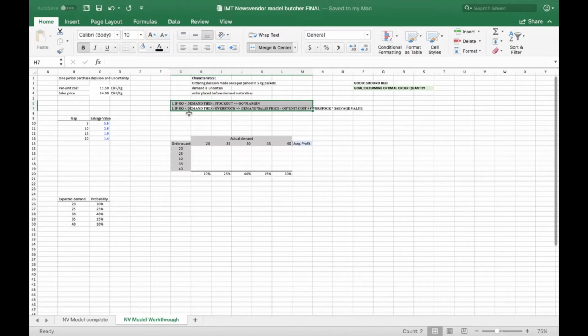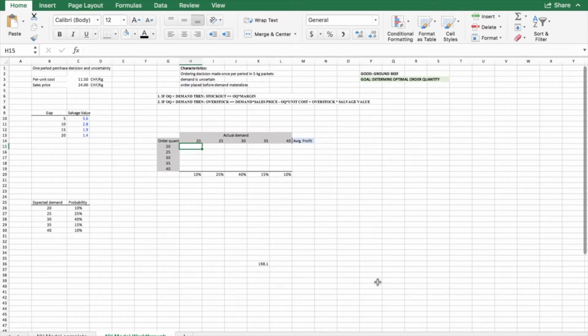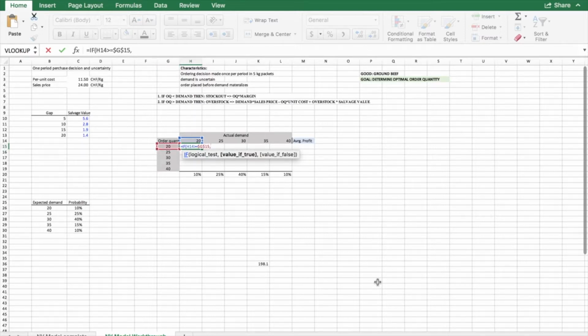And now our two cases. So either the order quantity is bigger than the actual demand or smaller. Because we have two possible situations here, we need to use the IF function in Excel. So if our demand is bigger than or equal to our order quantity, this is going to be situation 1. So bigger than or equal to the order quantity, well then what happens?